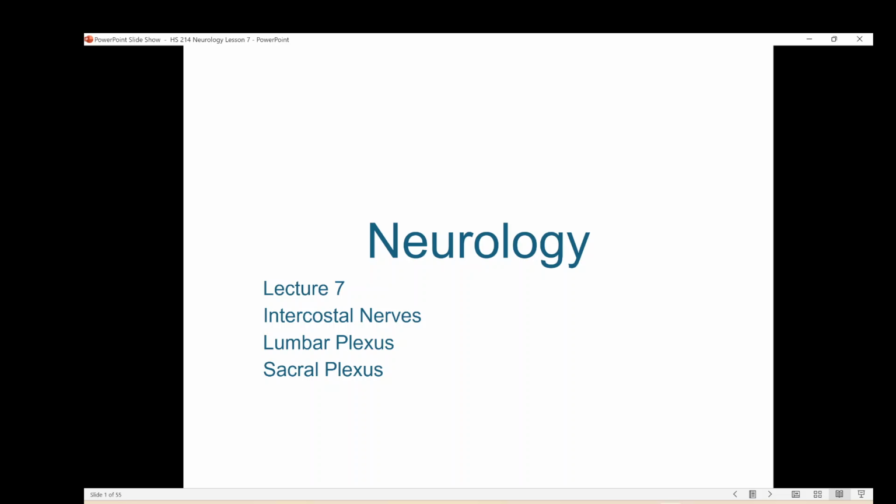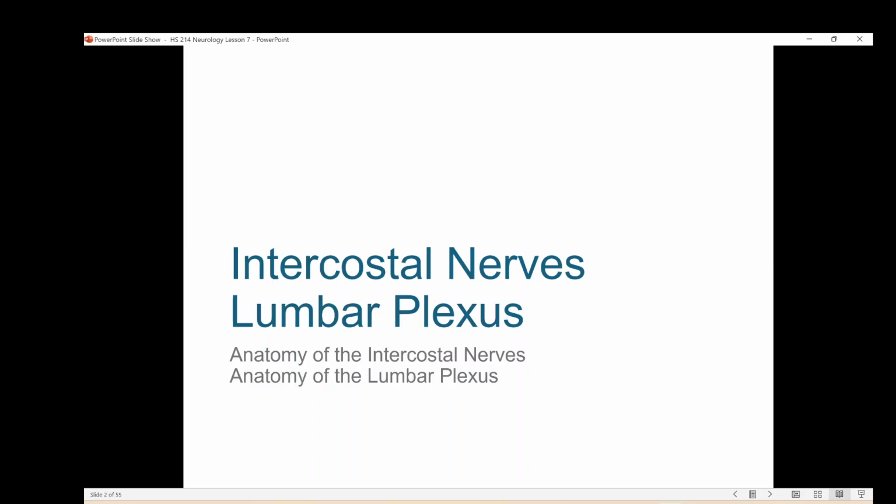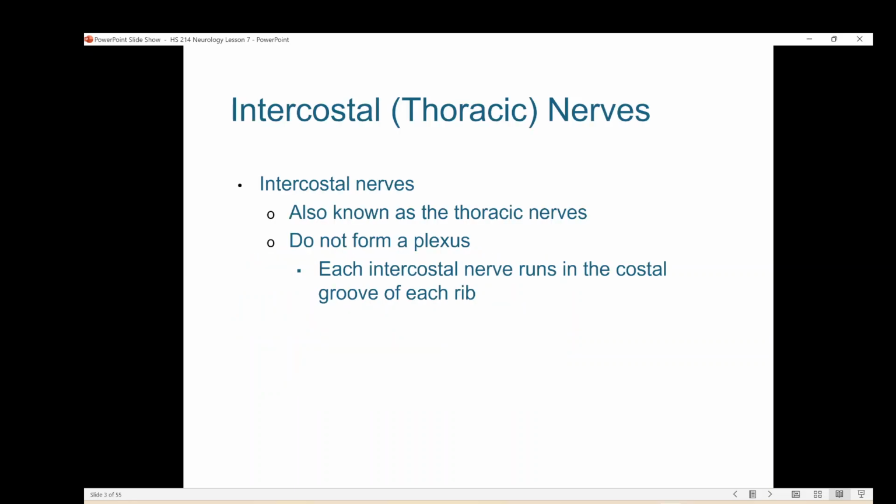Welcome to Neurology. This week, we'll take a look at the intercostal nerves, the lumbar plexus, and the sacral plexus. In this lesson, we're going to focus on the anatomy of the intercostal nerves and the anatomy of the lumbar plexus. Let's take a look at the intercostal nerves first.